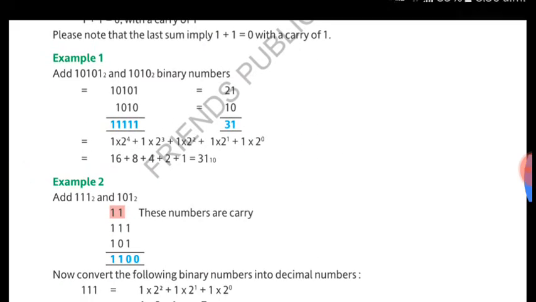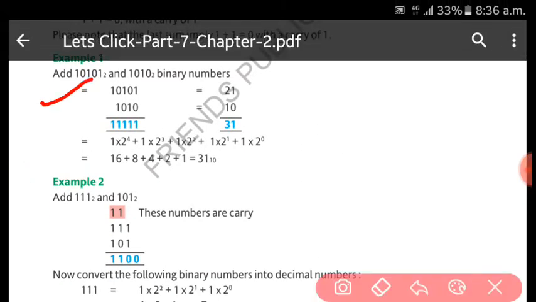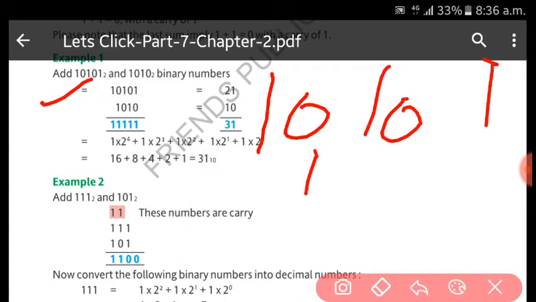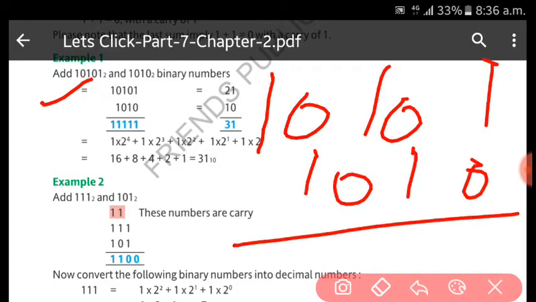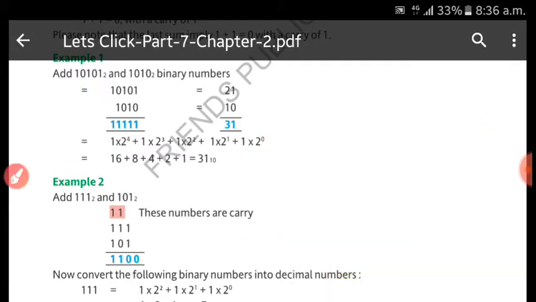Let's understand with the help of an example. We have to add these two binary numbers. I'm writing them separately: 1 0 1 0 1 and 1 0 1 0. So remember, 1 plus 0 is 1, 0 plus 1 is 1, 1 plus 0 is 1, 0 plus 1 is 1, and 1 as it is. So this is the result. Okay, let us see another one.